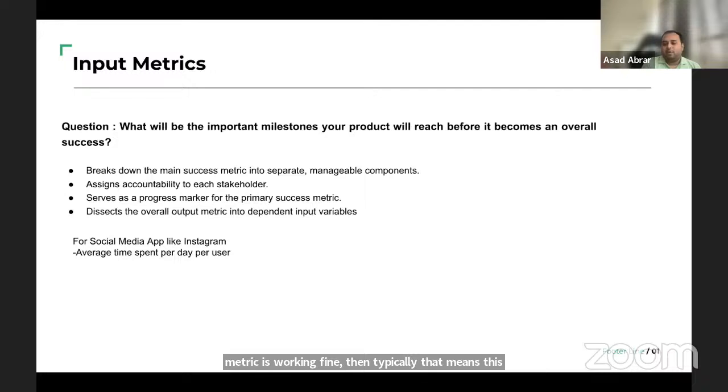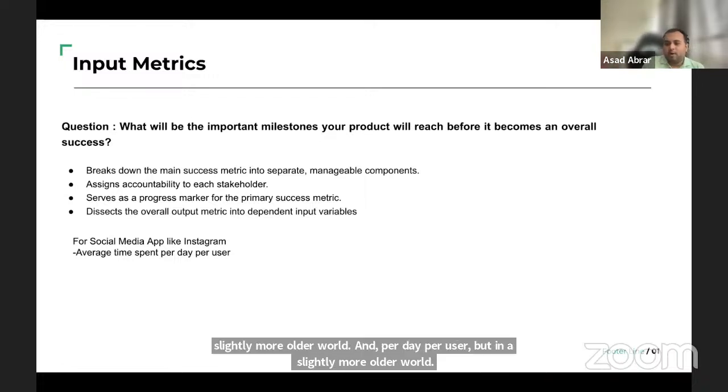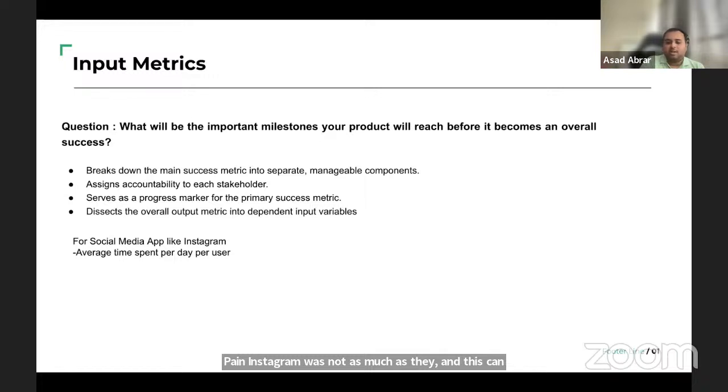For example, you can take how many times the user is opening an app in a day. That would be a good enough input metric for Instagram's North Star metric. I know it is written average time spent per day per user, but in a slightly older world where Instagram was not as much daily usage, then this can also be an input metric where DAU by MAU or DAU by WAU is your North Star metric.